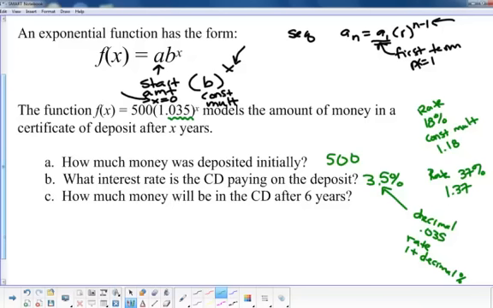So how much money will be in the CD after 6 years? That would be 500 times 1.035 to the 6th. If you put that in your calculator, you're going to get $614.62. There's a 7 there, but we're not going to round up because the bank is not going to round that up for you. So that's going to be your answer.